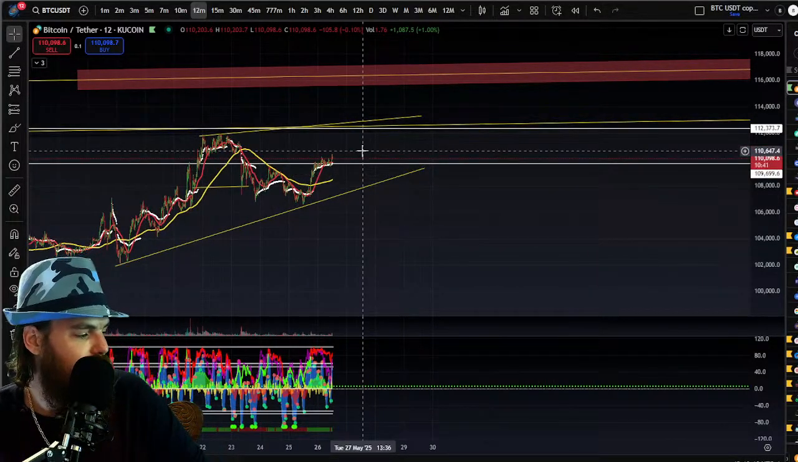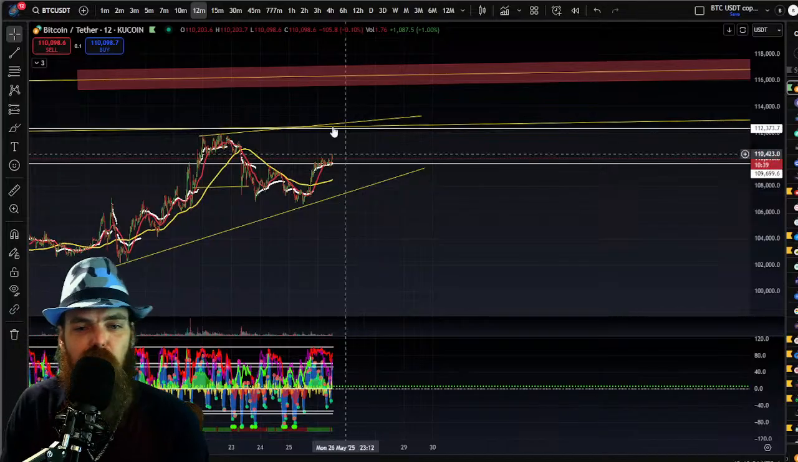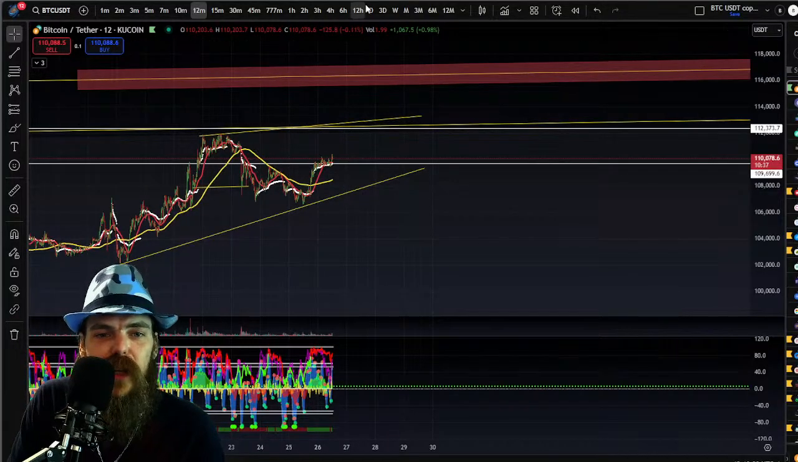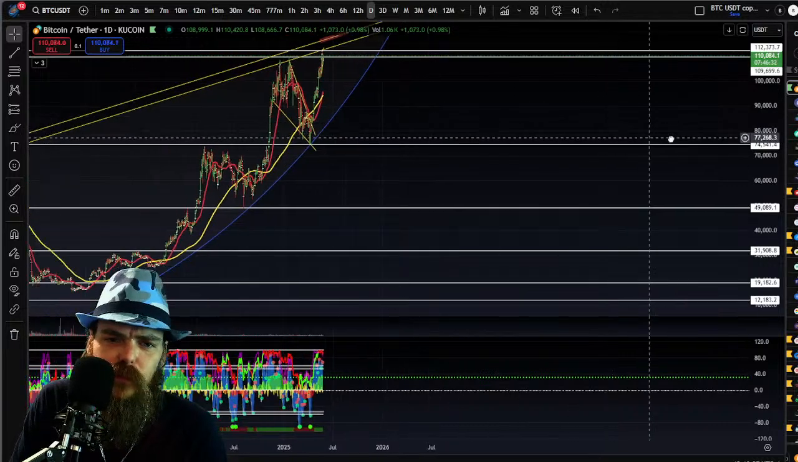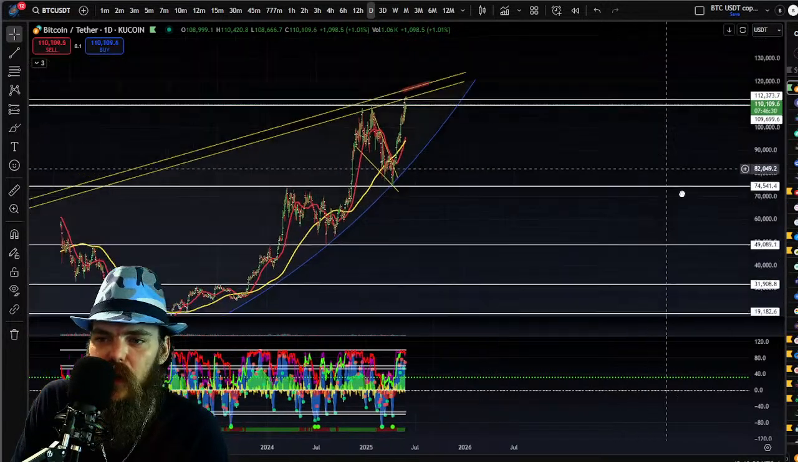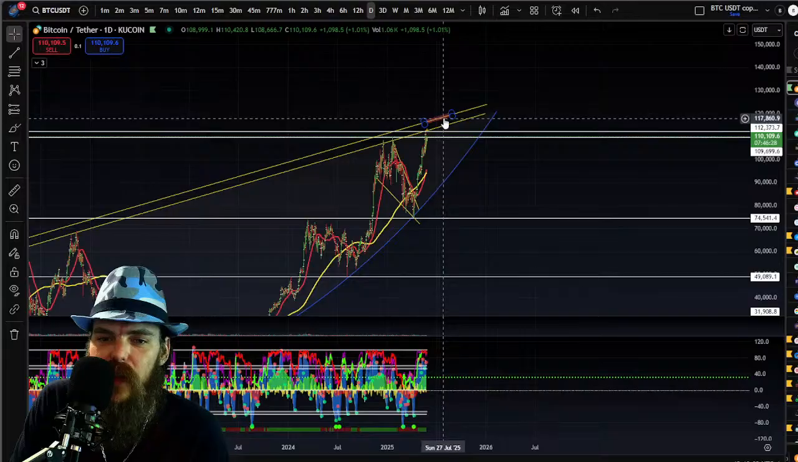What do you guys think? Do you think we're going to push up through this red line and go super bullish, or do you think everybody's going to get faked out? I mean, that gives us 120. Everybody's talking about the 120 level, right? That gives us our 120.